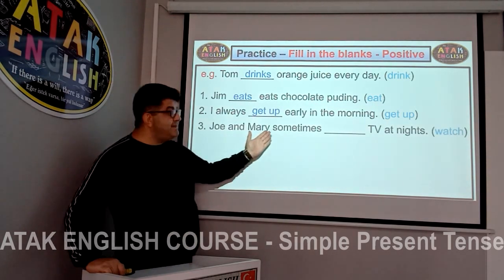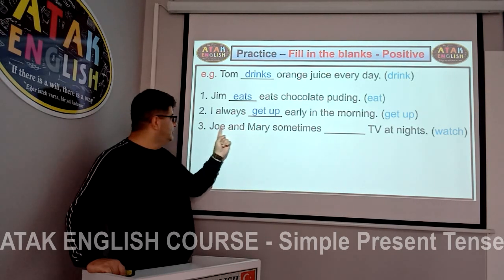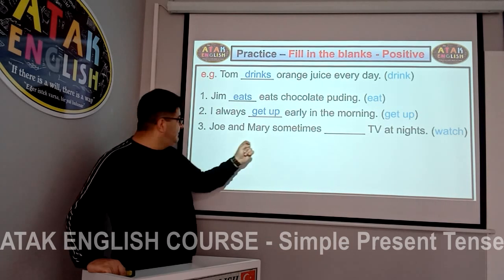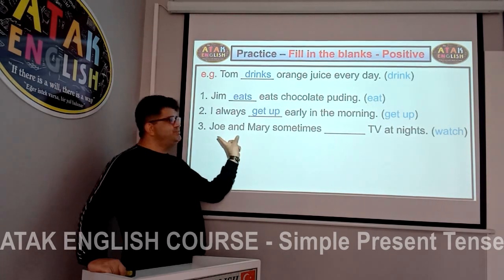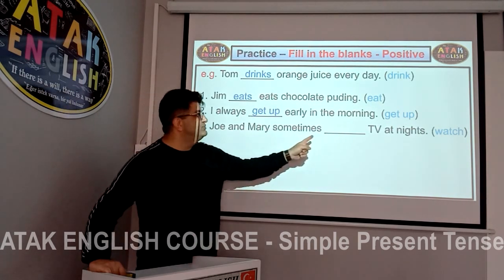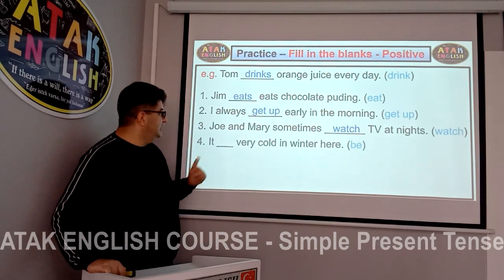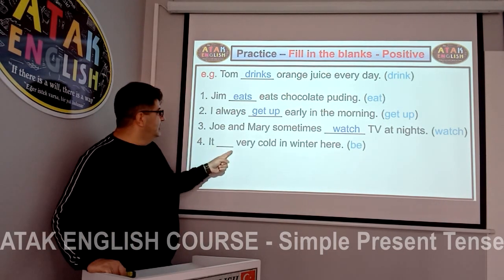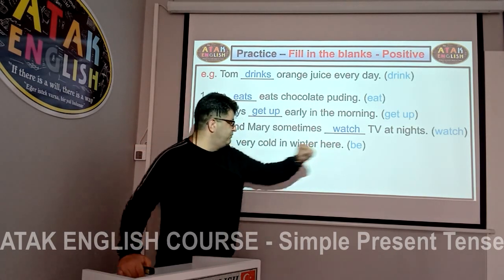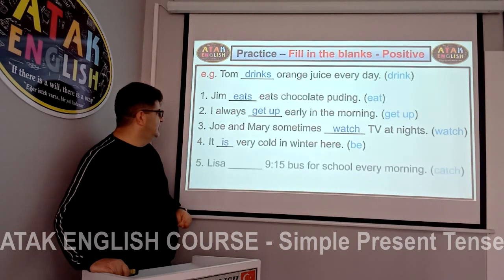I always get up early in the morning. Joe and Mary sometimes. Joe and Mary. Okay, Joe is the third person singular. Mary is also third person singular, but there is and here, which makes the subject they. They sometimes watch TV at night, right? It, third person singular. But this time, our verb is going to be be. It is very cold in winter here.